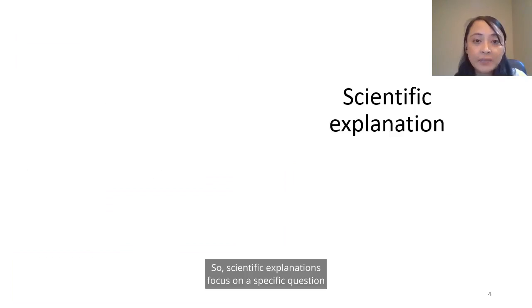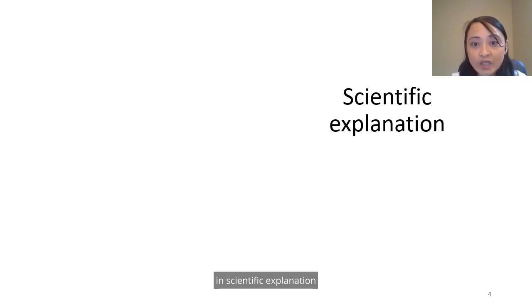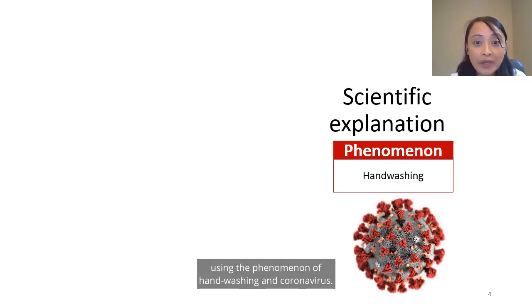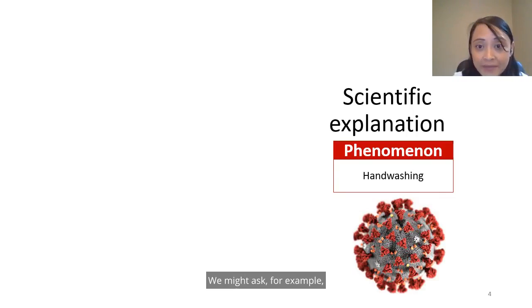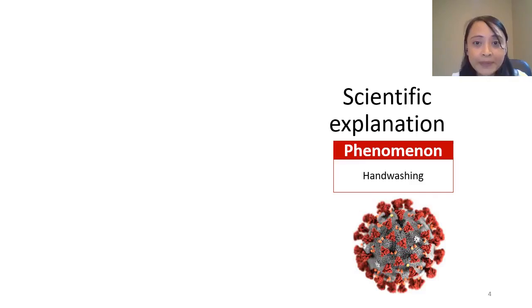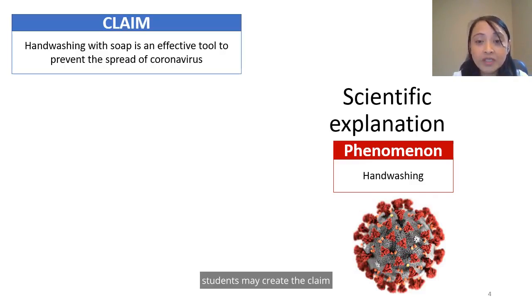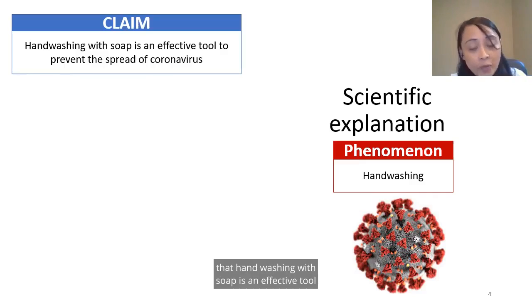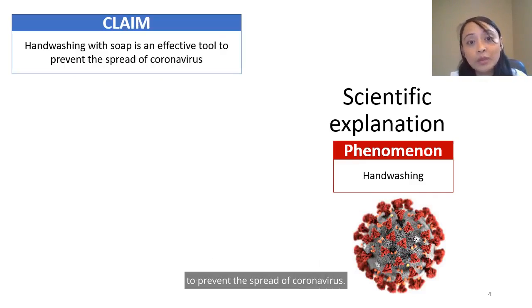So, scientific explanation focuses on a specific question about a phenomenon and constructs a how or why account for that phenomenon. Okay, so here's an example of how students engage in scientific explanation using the phenomenon of hand washing and coronavirus. We may ask, for example, does hand washing prevent the spread of coronavirus? Based on their previous knowledge, students might create a claim that hand washing with soap is an effective tool to prevent the spread of coronavirus.